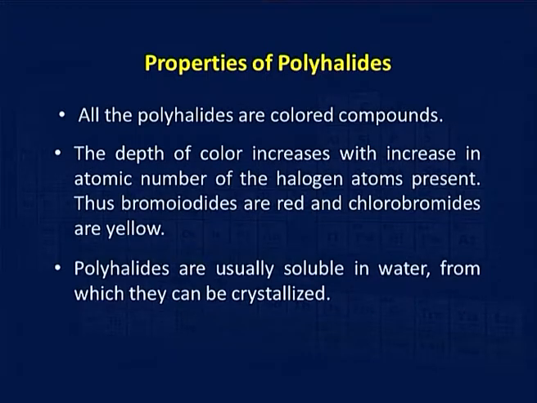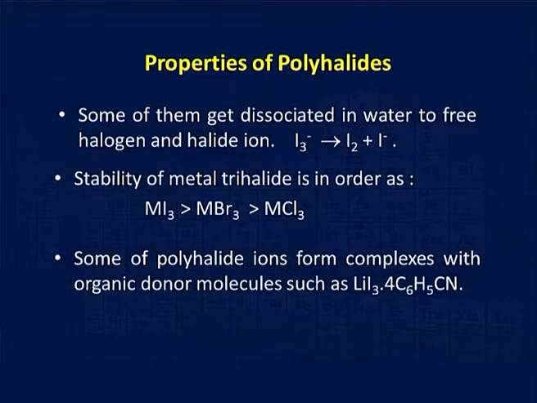Thus, bromoiodides are red and chlorobromides are yellow in color. Polyhalides are usually soluble in water, from which they can be crystallized. Some of them dissolve in water to give free halogen and halide ion. This is the dissociation of triiodide into iodine and iodide ion. The stability of metal trihalides proceeds in this order from iodine to chlorine. Some of the polyhalide ions form complexes with organic donor molecules like this.